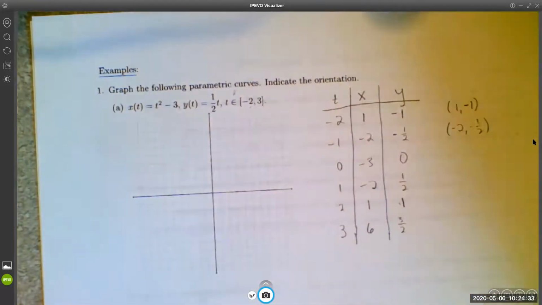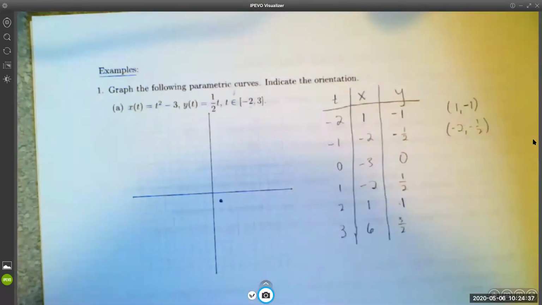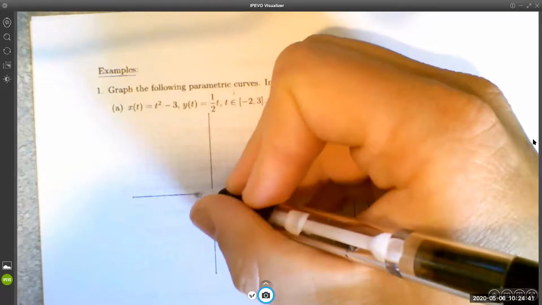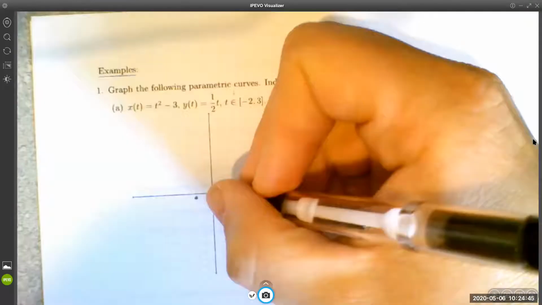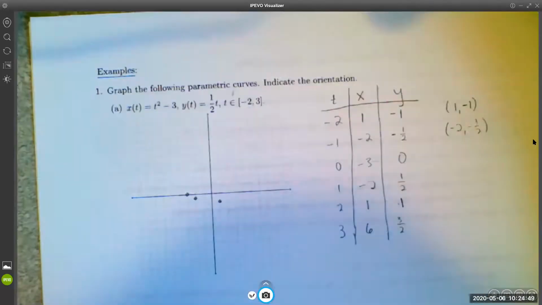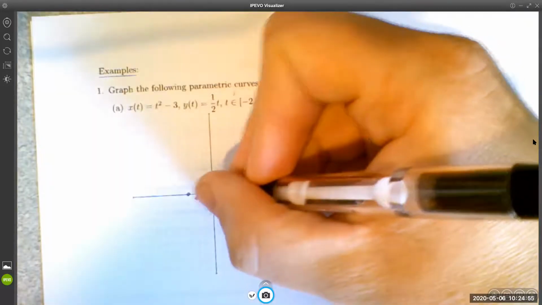So let's go ahead and plot these. I've got the point 1, -1, -2, -1/2, -3, 0, 1, 2, 3, -2, 1/2.